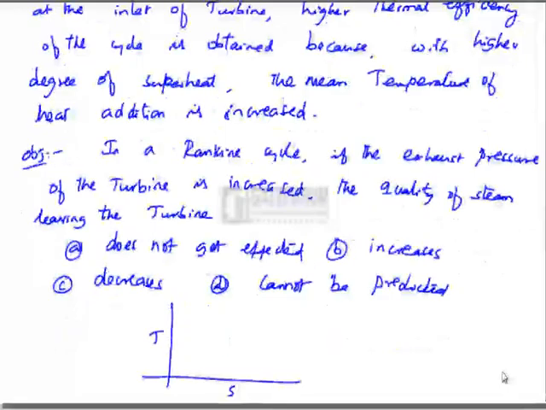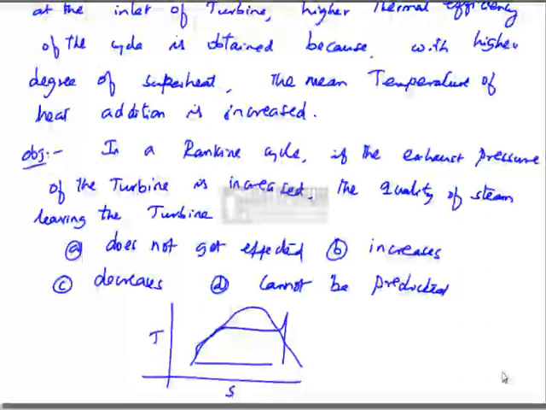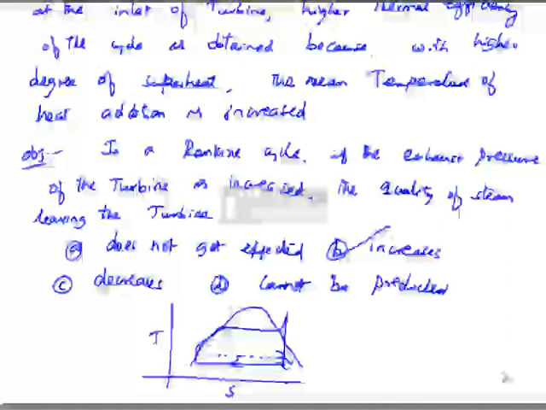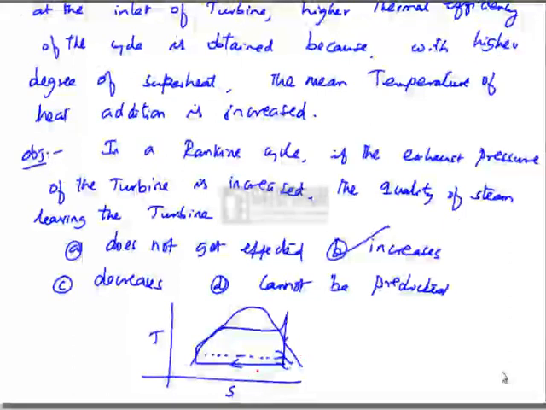If we draw the cycle on the temperature entropy diagram, if this is the simple Rankine cycle, the exhaust pressure is increased. The exhaust pressure means the condenser pressure is increased, which means the quality of the steam will increase. Answer is B. So higher condenser pressures mean higher dryness fraction values. This may be advantageous in one way, because turbine blade erosion is reduced. But when higher condenser pressures are employed, turbine work output will get reduced.